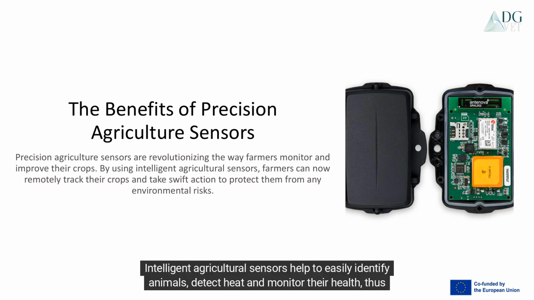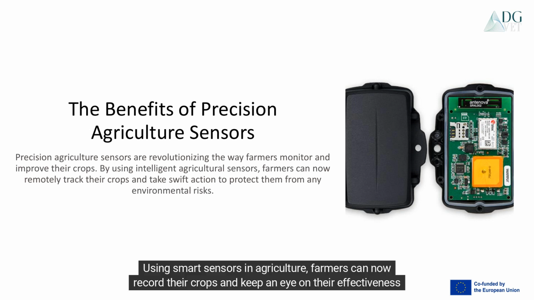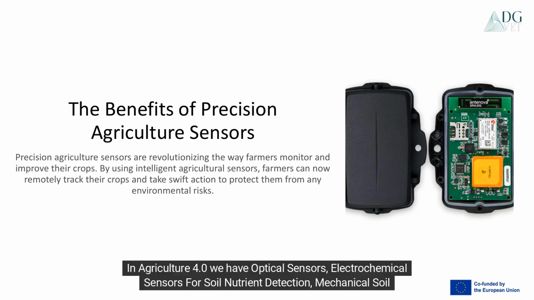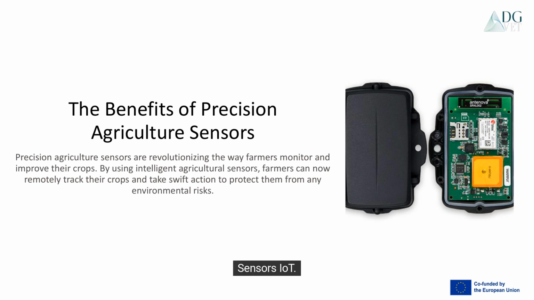Intelligent agricultural sensors help to easily identify animals, detect heat and monitor their health, thus facilitating the isolation and healing of sick cows by identifying, detecting, and following herds. Using smart sensors in agriculture, farmers can now record their crops and keep an eye on their effectiveness remotely, address crop pests and take swift action to protect their crops from any risk to the environment. What type of sensors are used in agriculture? In Agriculture 4.0 we have optical sensors, electrochemical sensors for soil nutrient detection, mechanical soil sensors, dielectric soil moisture sensors, location sensors, electronic sensors, airflow sensors and agriculture sensors IoT.